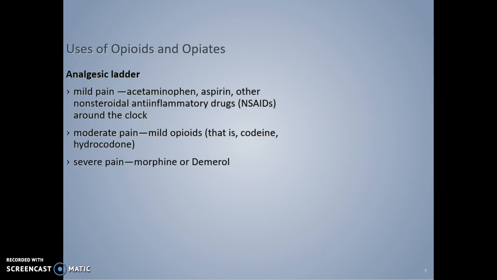Uses of opioids and opiates, analgesic ladder. So we're looking at this from mild pain to severe pain, and then we see the different types of medications that can be used for those. So how do you think opioid or opiate analgesics work to relieve pain? They actually alter the perception of pain by mimicking the endorphins to block the neurotransmission.